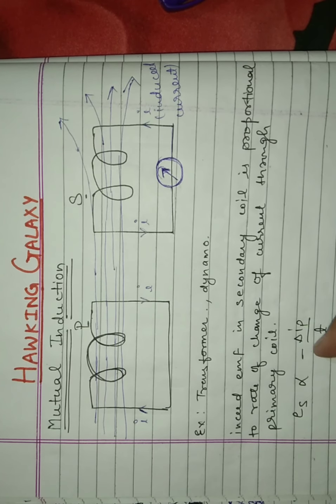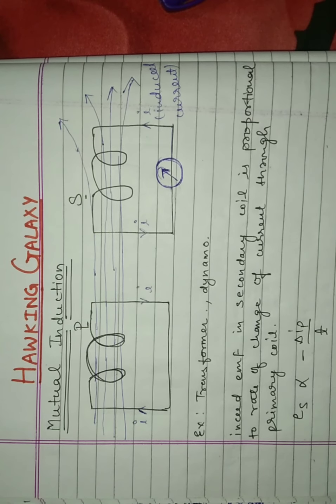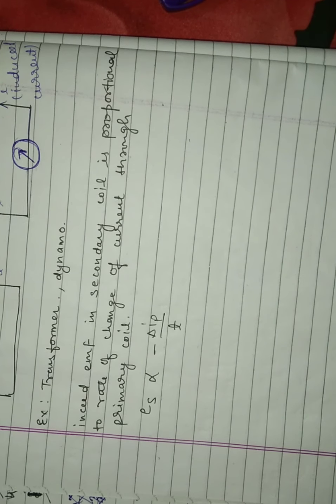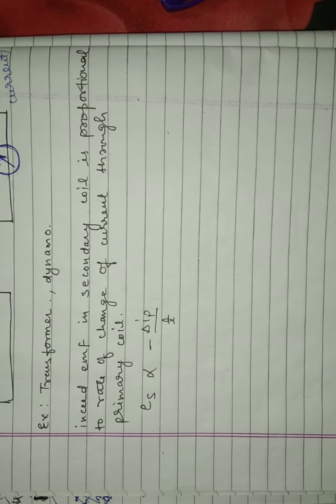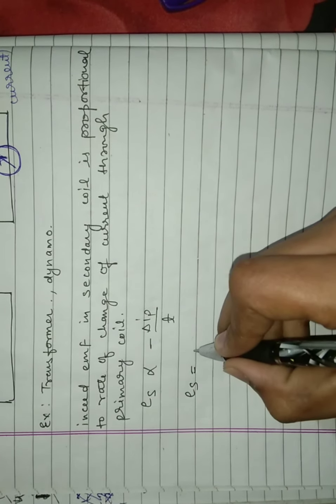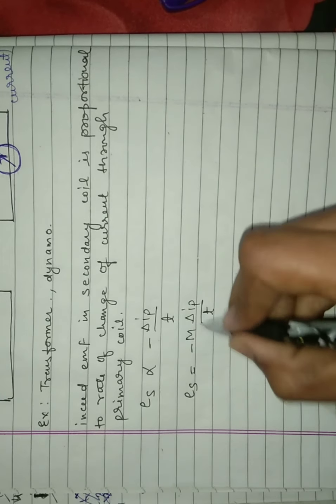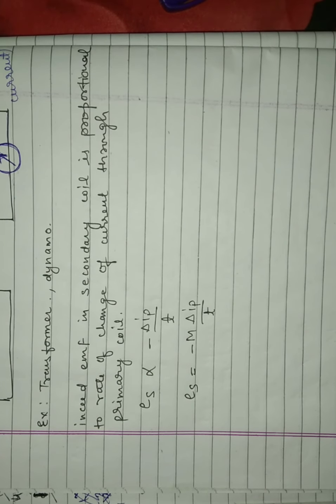So the question would definitely come to your mind: why have I written this negative sign? I have written this negative sign because it shows that the direction of induced current in the secondary coil will be opposite to the direction of the current in the primary coil. Okay. So by removing the proportionality sign, we get a constant, M, that is the coefficient of mutual induction. We also call it mutual inductance.